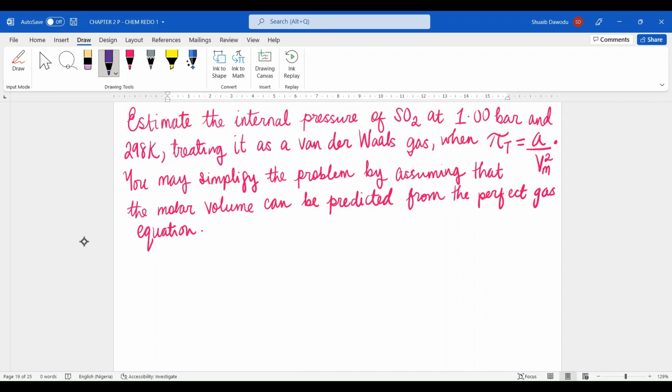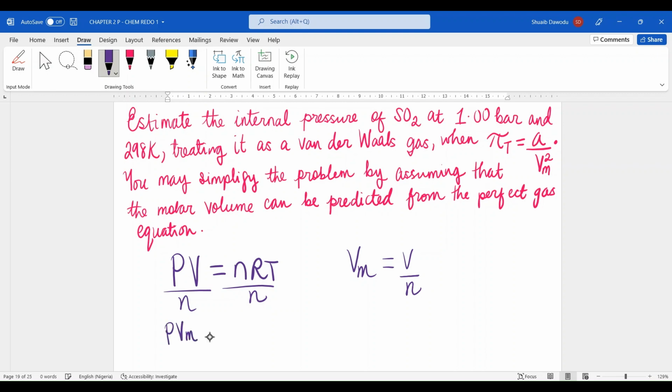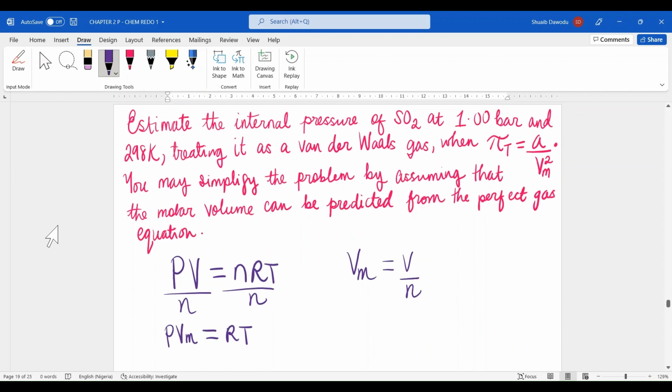You may simplify the problem by assuming that the molar volume can be predicted from the perfect gas equation. So we're back to the very fundamental thing that we know in physical chemistry, which is PV equals nRT. To predict the molar volume, we have to remember that molar volume is simply V divided by n, the volume divided by the number of moles. So we divide both sides by n, and we get P Vm equals RT.